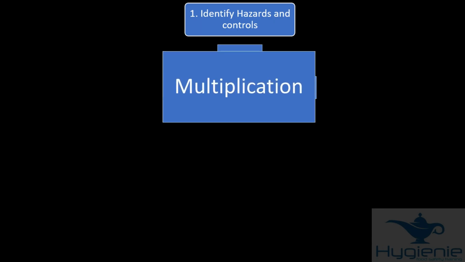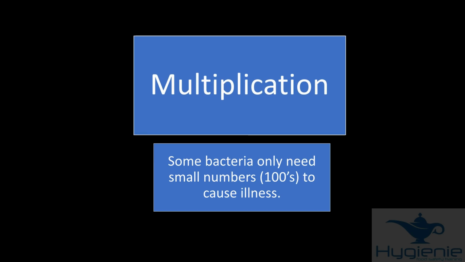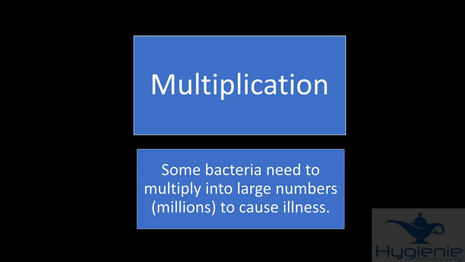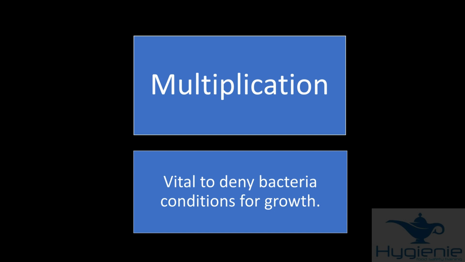Next we'll take a look at multiplication. Some bacteria need only very small numbers, hundreds, to cause illness, therefore it's vital to prevent all contamination. Some bacteria need to multiply in large numbers, millions, to cause illness. It is vital to deny bacterial conditions for growth.